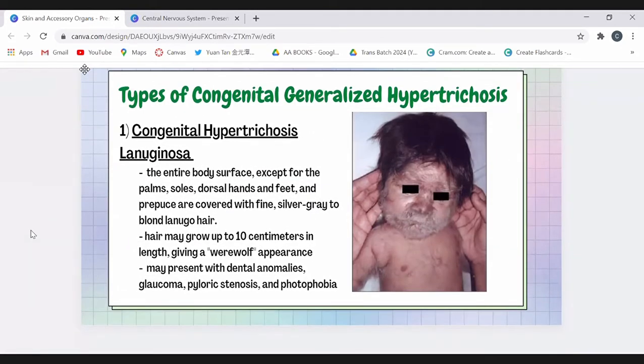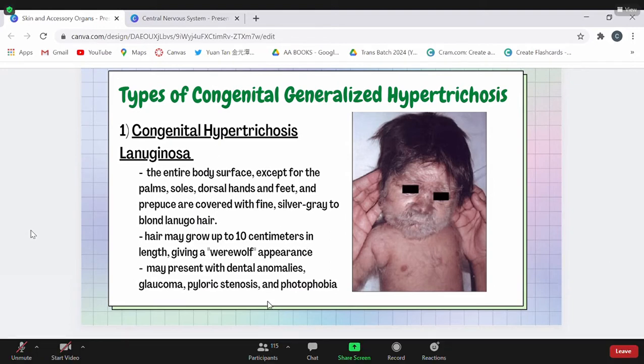So there are three types of congenital generalized hypertrichosis. The first one is the congenital hypertrichosis lanuginosa, which covers the entire body surface except for the palms, soles, dorsal hands and feet, and prepuce, and is covered with fine silver gray to blonde lanugo hair. This gives off a werewolf appearance. Next slide, please.